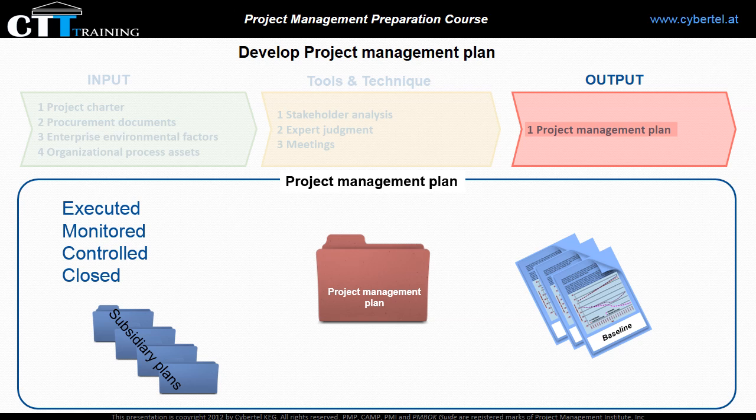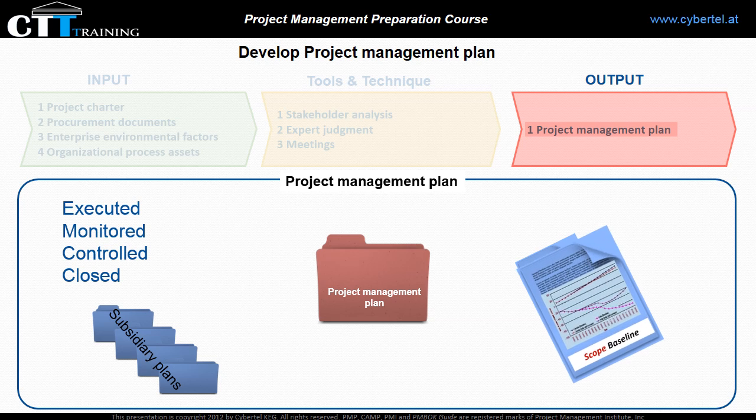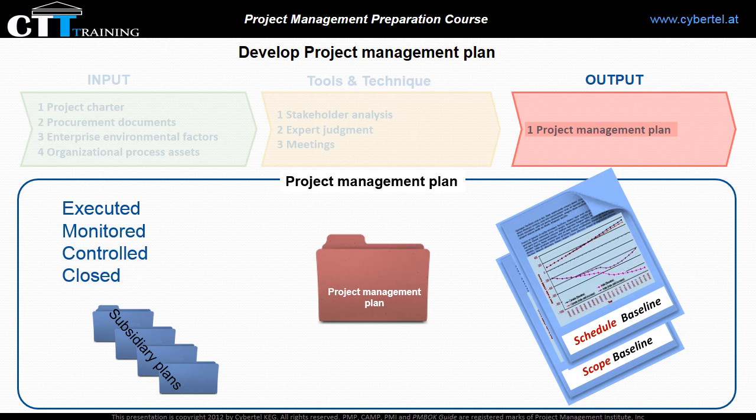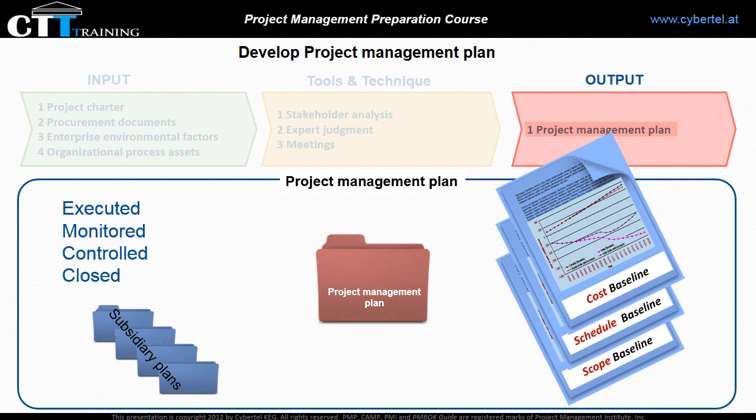Project baselines include, but are not limited to, the scope baseline. This is an output from creating the work breakdown structure, known as WBS. Schedule baseline. This is the output from the process of developing the project schedule. Cost baseline will also be included in the project management plan. It is the output from the determining budget process. Those are the most common baselines in your project from three knowledge areas, which are scope, time, and cost management.